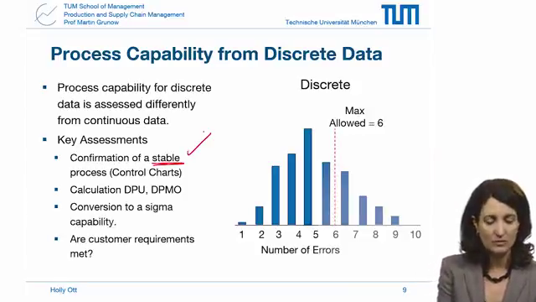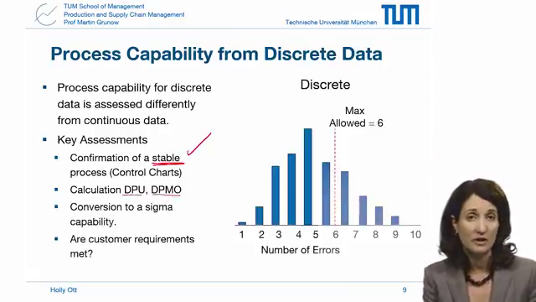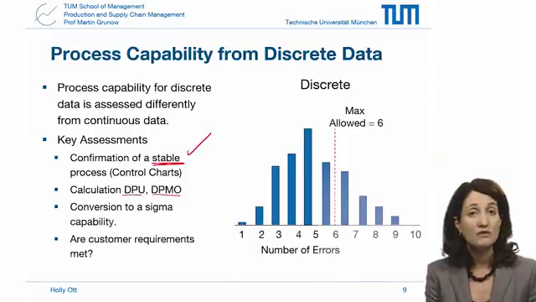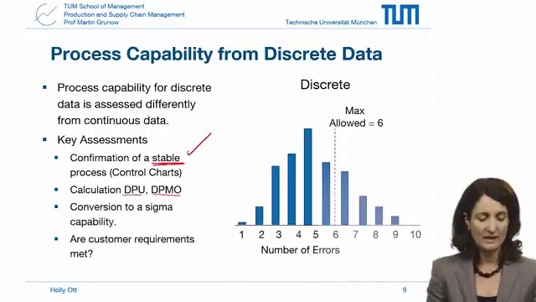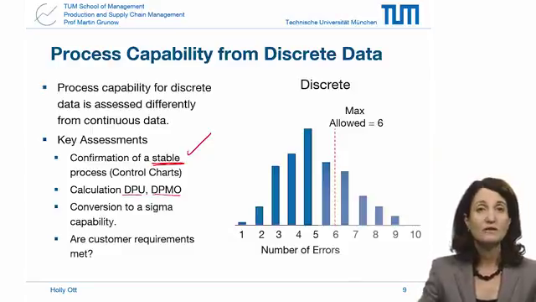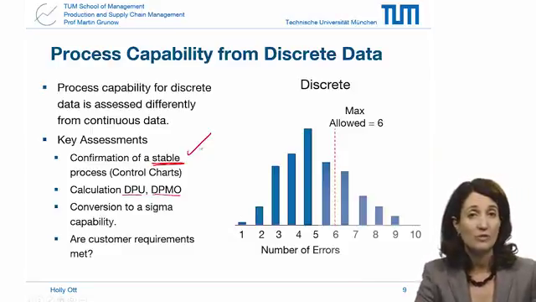So using this data, though, we'll calculate then the defects per unit and the defects per million opportunities with our discrete data. And we'll convert this then to a sigma capability. And of course then check, are the customer requirements met?